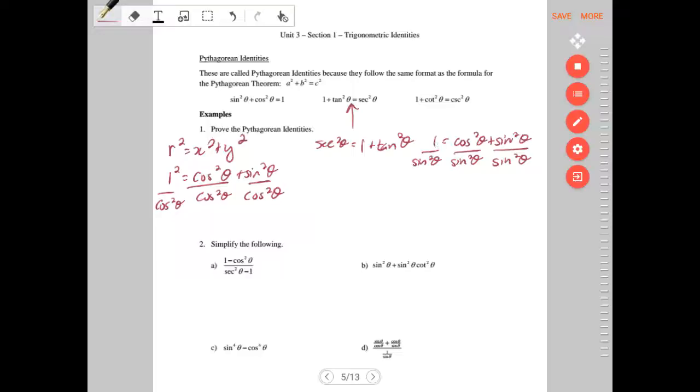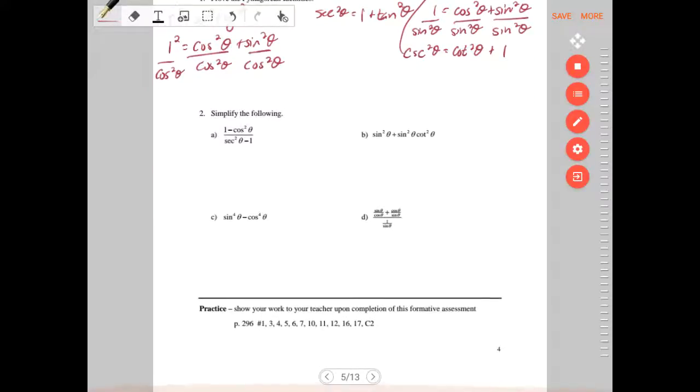Now, 1 over sine squared is the same thing as cosecant squared, because that's the reciprocal of sine. Cos over sine is the same as cotangent, so that's cotangent squared. And sine squared theta divided by itself is just 1. And if you notice, that is the same as our third Pythagorean identity. Fun stuff, right? All right, on to the next section.